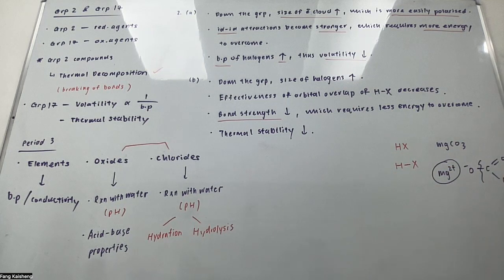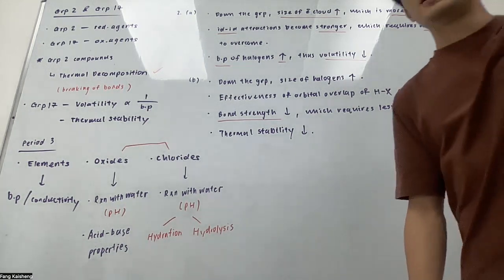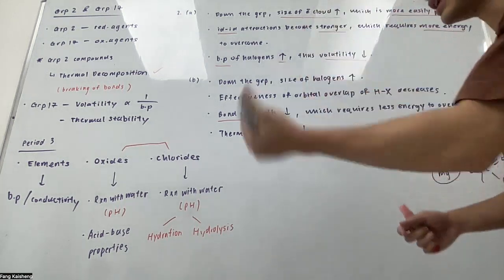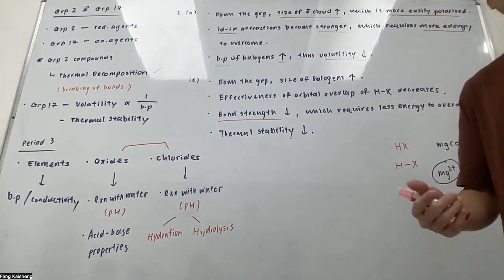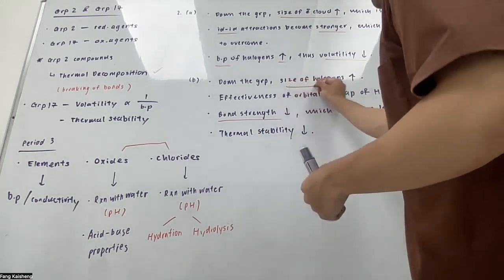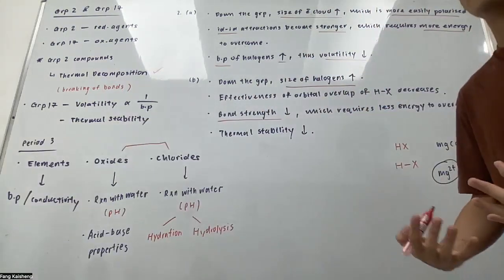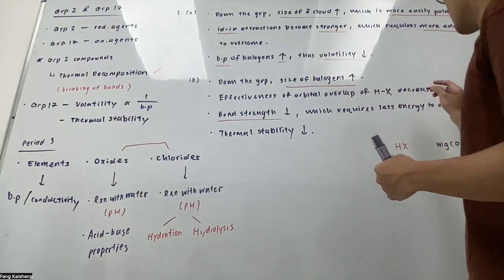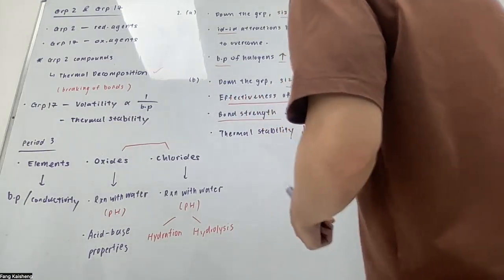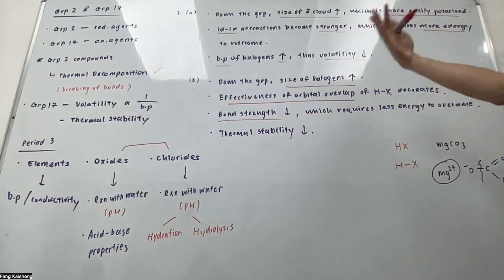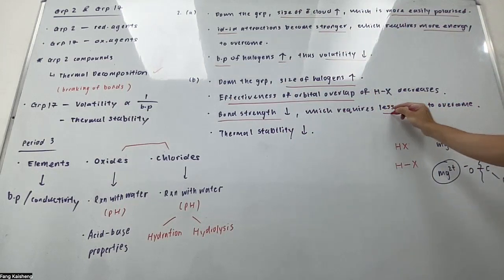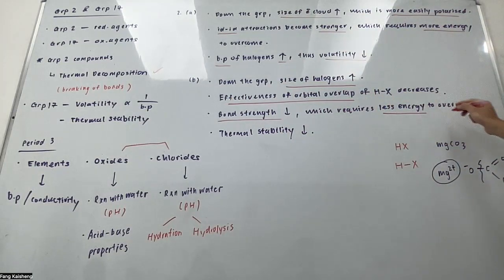Right, okay, so let's take a look. Now that you know it's a bond strength question, you need keywords like effectiveness of orbital overlap, and the effectiveness of orbital overlap depends on size. So the atomic radius of the halogen becomes larger down the group. Larger means you overlap worse. So the effectiveness of orbital overlap drops. The bonds become weaker, so less energy is needed to break the bonds. I use the word overcome, but please make sure the word break or overcome is in your answer also.